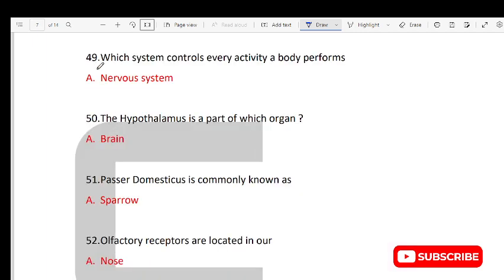Question number 49. Which system controls every activity a body performs? Answer: nervous system. Question number 50. The hypothalamus is a part of which organ?